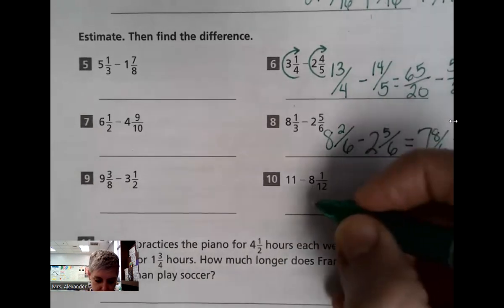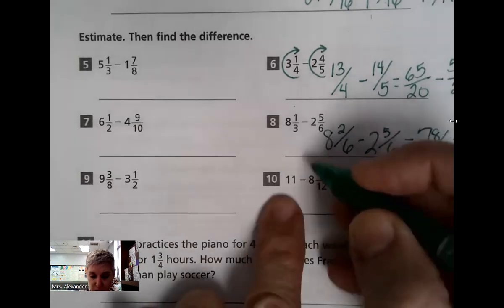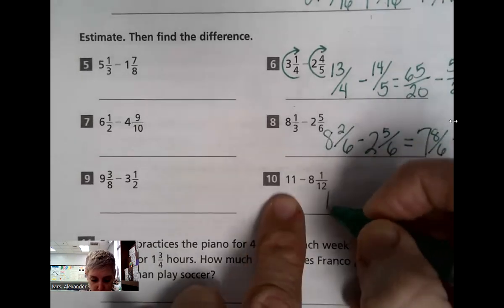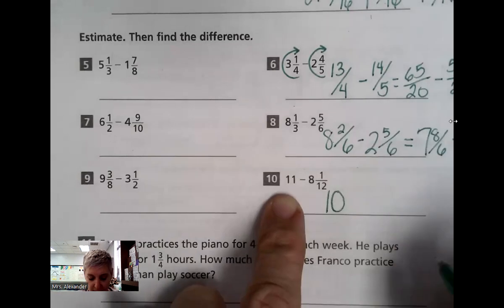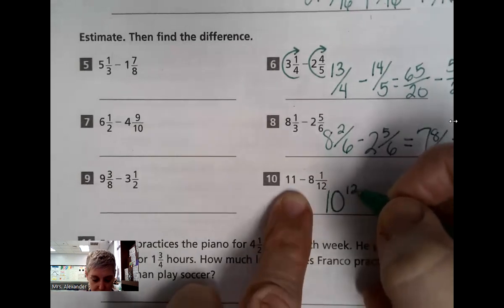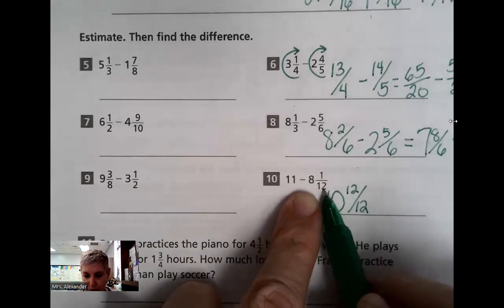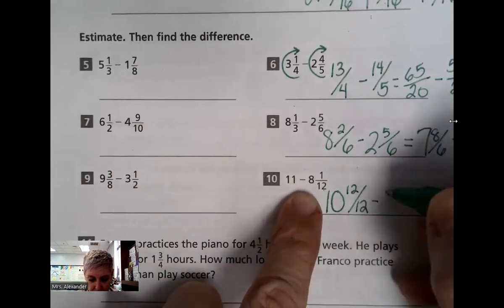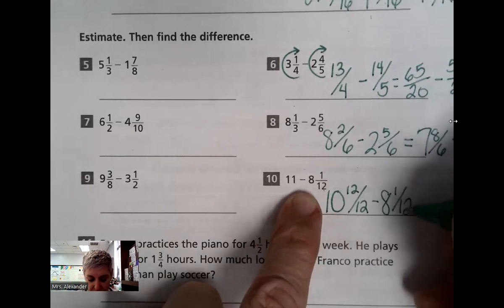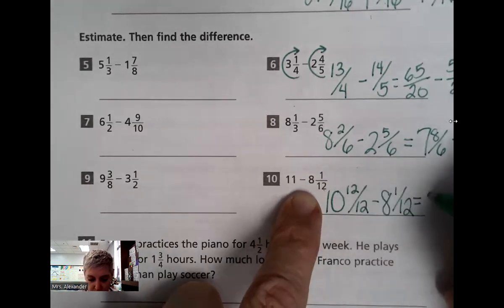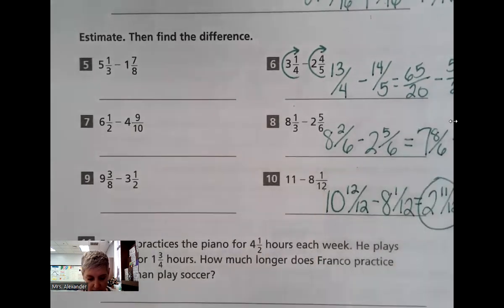Number 10, you'll notice I have a whole number minus a mixed number. So now I'm going to just take that 11, I'm going to regroup. Take 1 away from the 11, it becomes 10. That 1 is going to become a fraction, so we can subtract. Of course, because this mixed number is 12ths, I want to stick with that 12ths and make it easy for myself. Now I can subtract. 10 minus 8 equals 2. 12 minus 1 equals 11/12. We have 2 11/12.